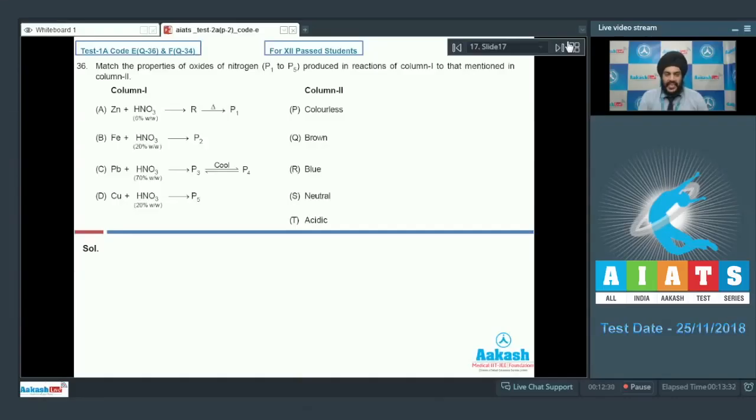So this section contains two matrix match the column types question, and the matching given in column 1 may have more than one match in the options given in column 2. So let's start with question number 36.